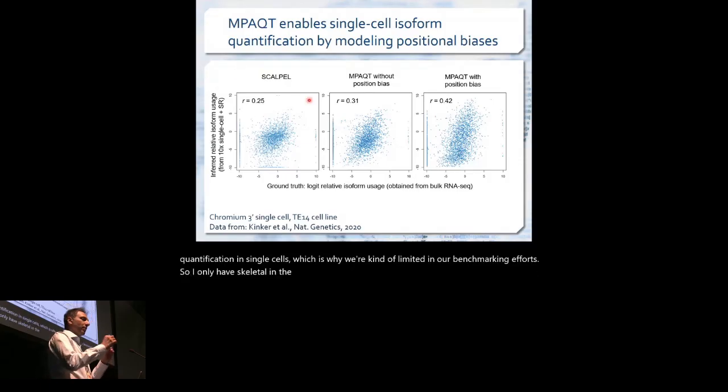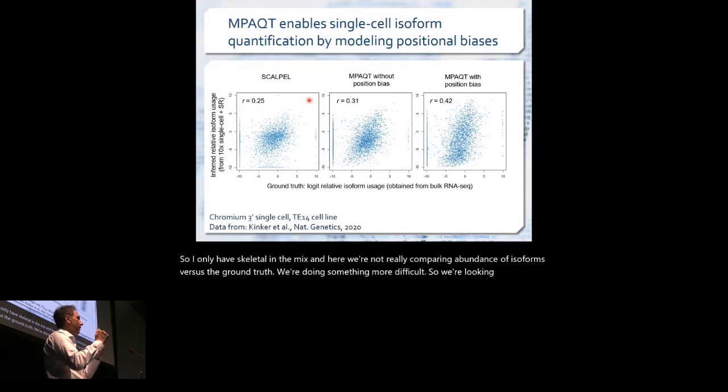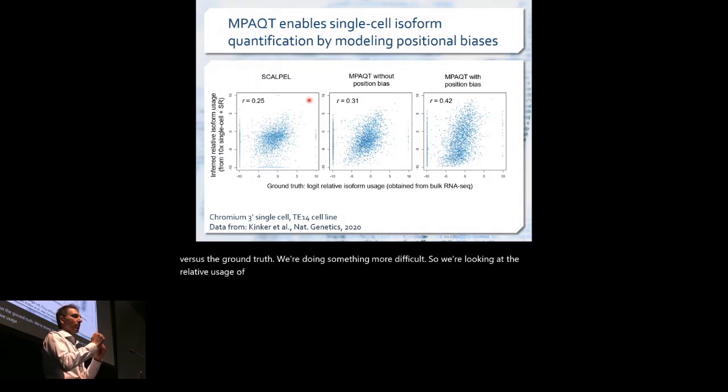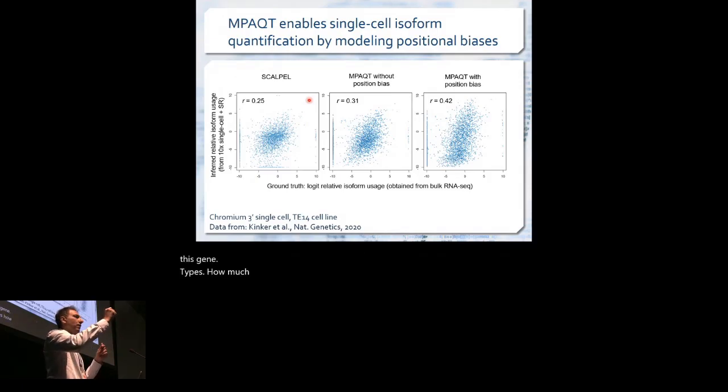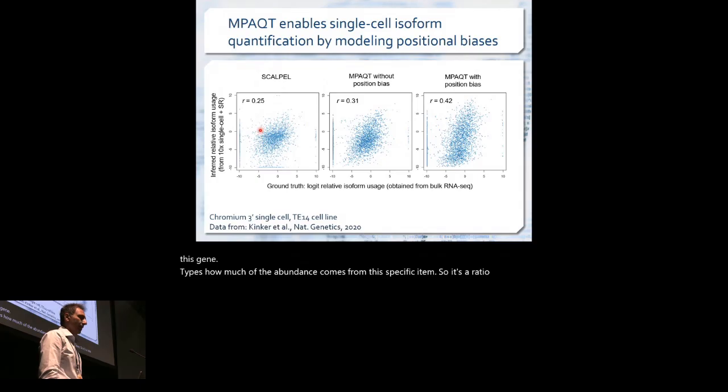And here we're not really comparing abundance of isoforms versus the ground truth. We're doing something more difficult. We're looking at the relative usage of isoforms within a gene. Of all the different isoforms that this gene transcribes, how much of the abundance comes from this specific isoform? So it's a ratio between 0 and 1, essentially.